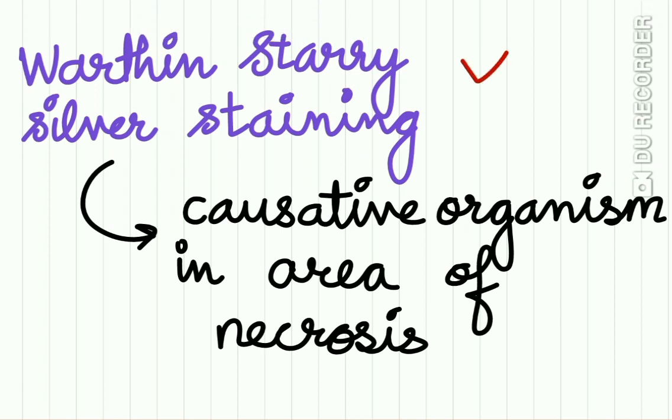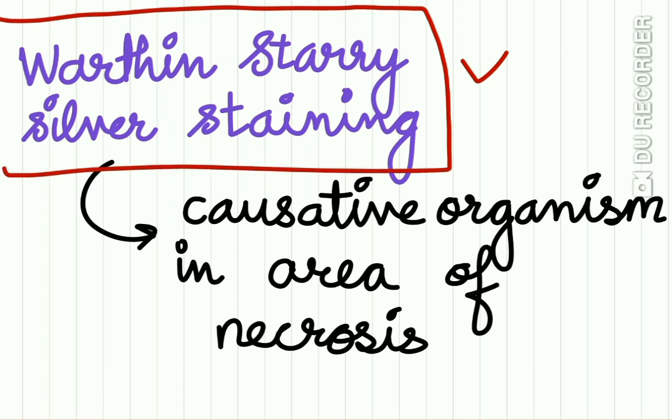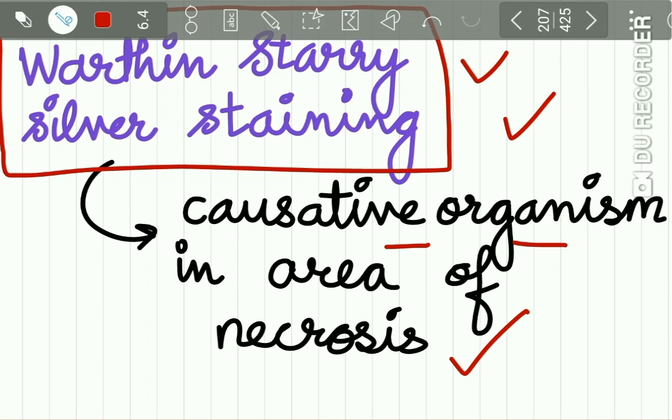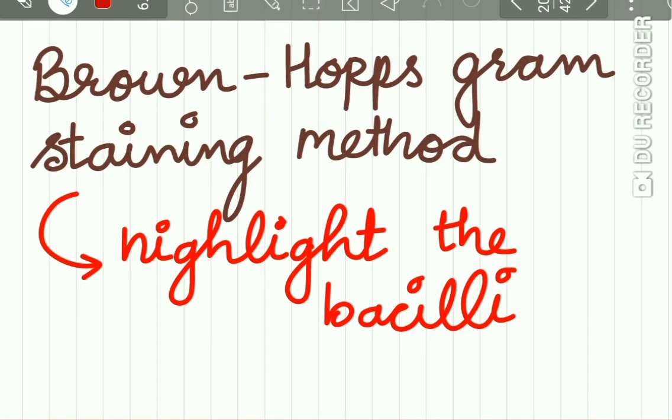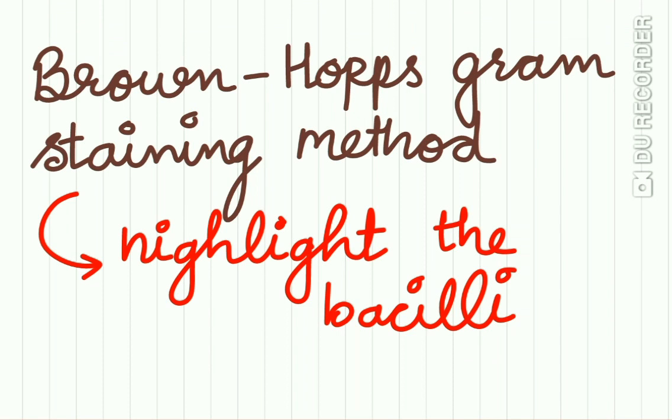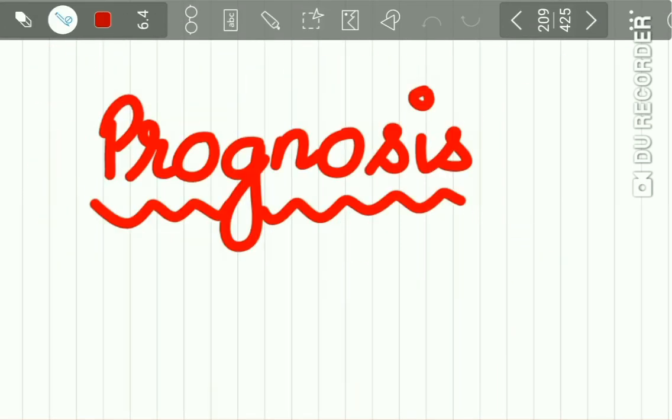Warthin-Starry silver staining method. Now remember this Warthin-Starry silver staining method is the method to demonstrate the causative organism, and if a sample is taken from the area of necrosis and stained with this silver staining method, you can easily see the causative organism. Another method is the Brown-Hopps gram staining method, which highlights the bacilli in the smear.